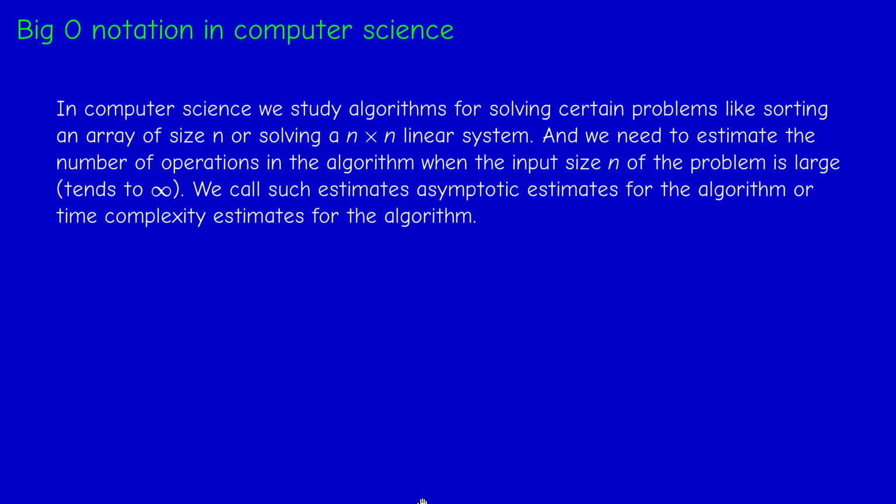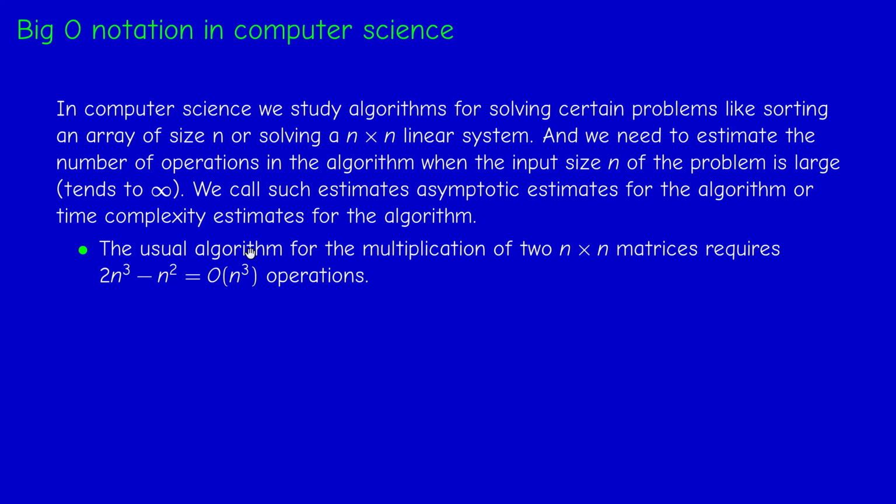Okay, and all estimates for the complexity of the algorithm: when the input size of the problem is big, how many operations do we need in the worst case, of course. For example, the usual algorithm for multiplication of two n by n matrices, if you count the number of operations, it's not difficult to find exactly that they are 2n cubed minus n squared. You can just count how many additions and how many multiplications we have. And now this 2n cubed minus n squared is precisely big O of n cubed, because the n squared term is negligible when n is large.